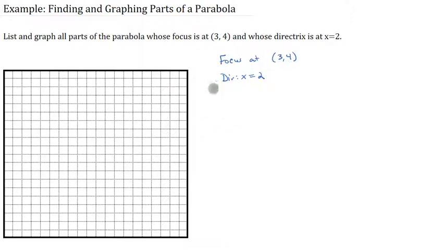Now I'm going to go ahead and plot these on the graph and then use the graph to help me figure out all the other pieces of this parabola. So I need to establish an x-axis and a y-axis based on what I have here. Looks like most of our graph is to the right of the y-axis, so I'll move my y-axis to the left over here. Let's call that the y-axis. And then the x-axis: the focus is up above the x-axis, so I'll lower my x-axis down to here.